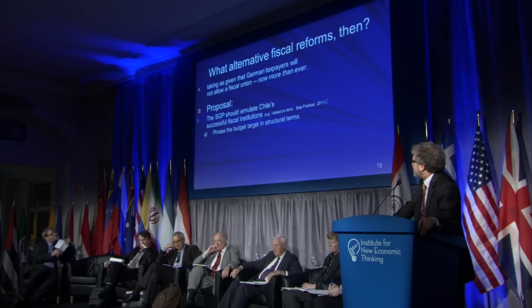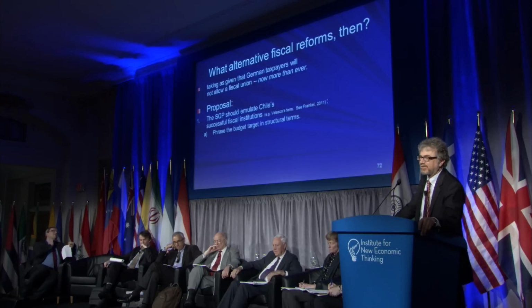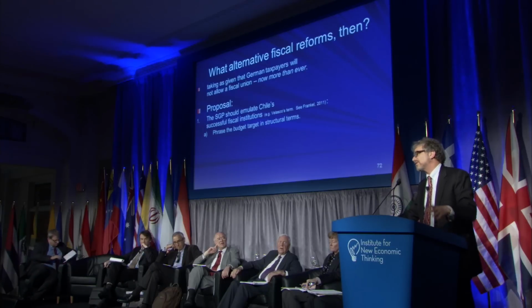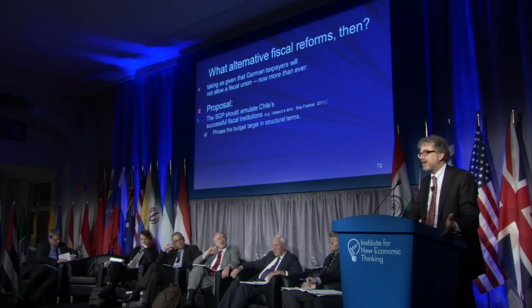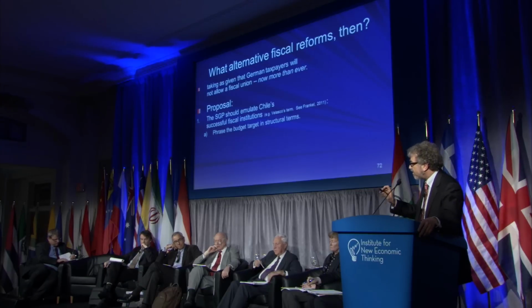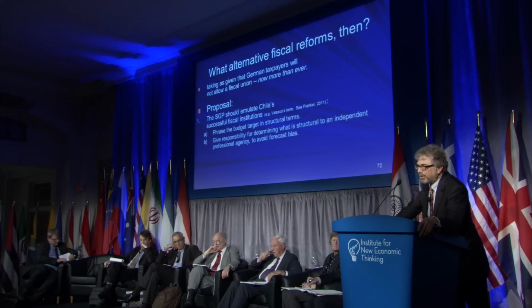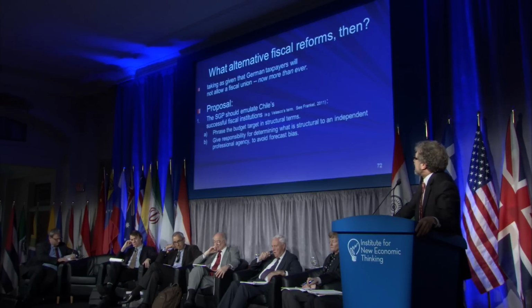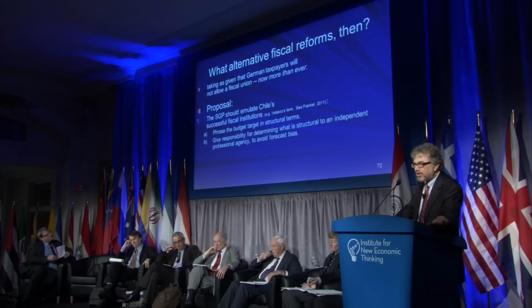And here's how Chile's fiscal system goes. First, phrase the budget target in structural terms. It's no good to say you absolutely have a limit, you can't run a deficit in a recession. That's too rigid. It's bad for the country. And even if you want to be a tough guy on discipline, it's not credible. You're not going to do it when the time comes. And I think that's understood in Europe. Second, and this is where what Chile has done really is a unique innovation that I think others could emulate: give responsibility for determining whether a deficit is structural or cyclical, and whether a boom or bust is structural or cyclical, to an independent professional agency to avoid forecast bias, because the official forecasts are biased systematically.